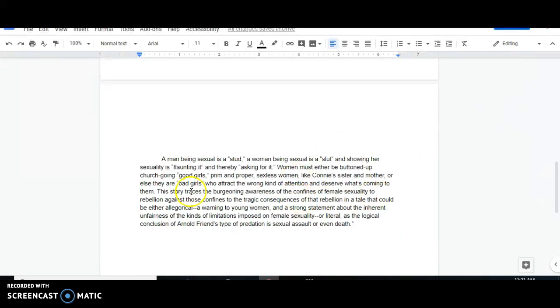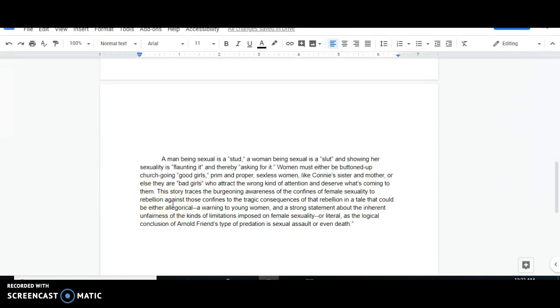some other part of your paper, you might say a man being sexual is a stud, a woman being sexual is a slut, and showing her sexuality is flaunting it, and thereby asking for it. Women must be either buttoned-up, church-going good girls, prim and proper sexless women like Connie's sister and mother, or else they are bad girls who attract the wrong kind of attention and deserve what's coming to them.